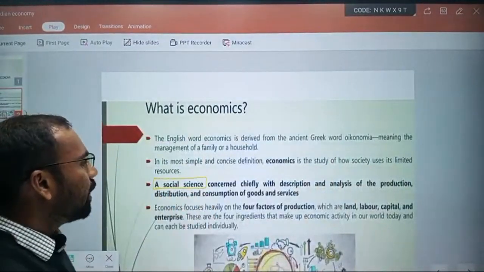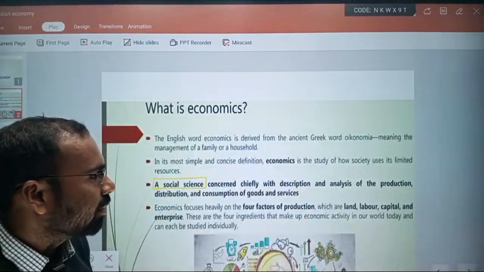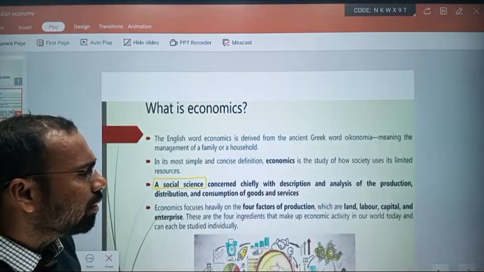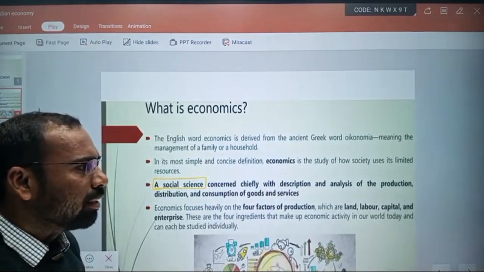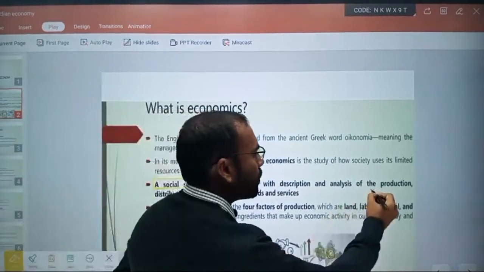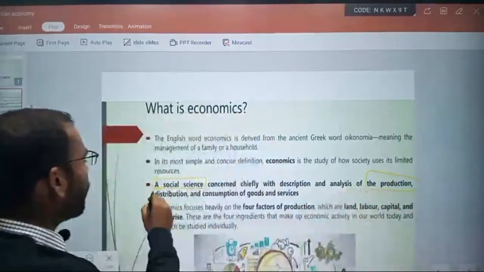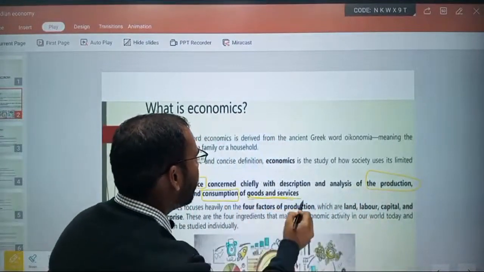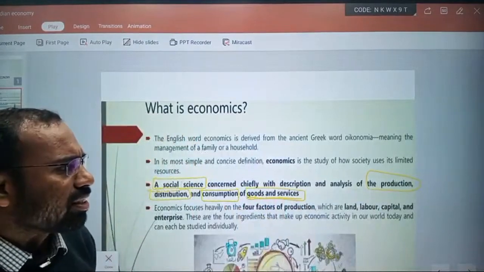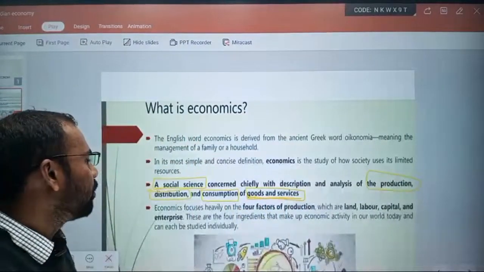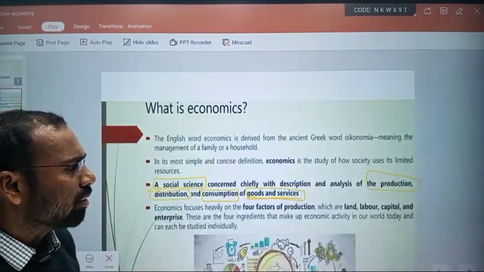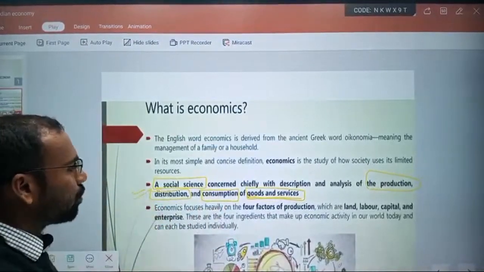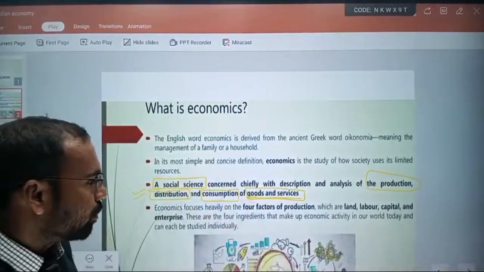In another sense, what is the economy? In economy, as a social science, we mostly understand three or four processes: what the production is, what the distribution is, what the consumption of goods is. In economics, we will always be concerned about the level of production, the distribution and the consumption. These are the important factors or parameters through which we try to analyze the situation.